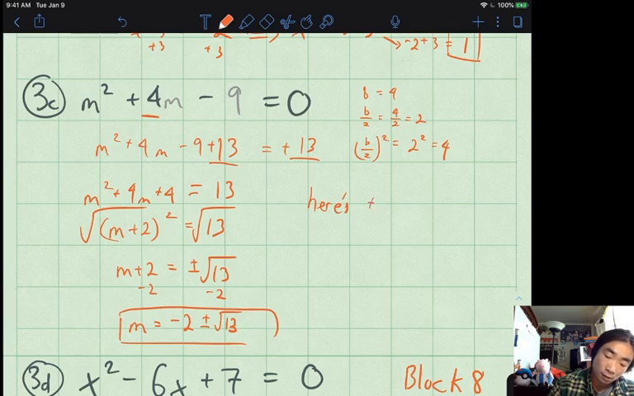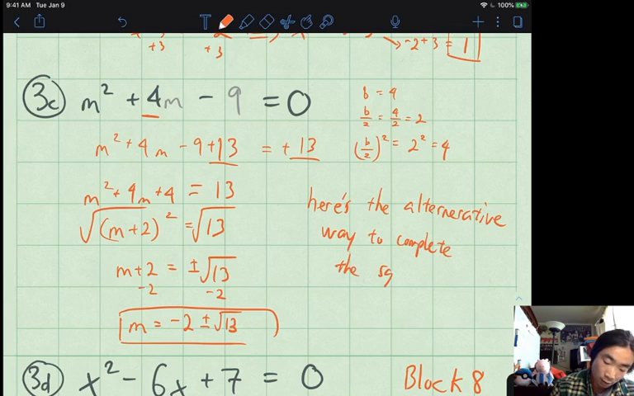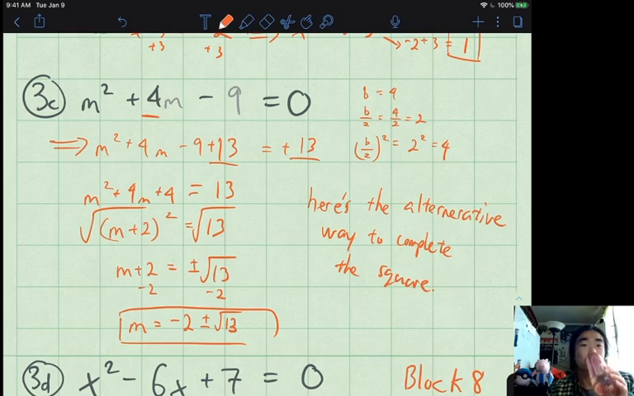Here's the alternative way to complete the square. So more of it happens in your head. Depends how you like to think, right? The other one, it's step by step. This same idea, it's like you condense the first 3 steps into one over here, right? That's still the first thing. Depends how you think about it.